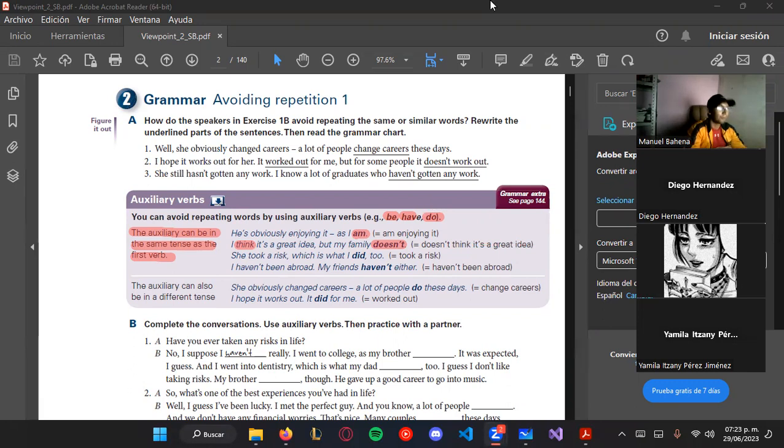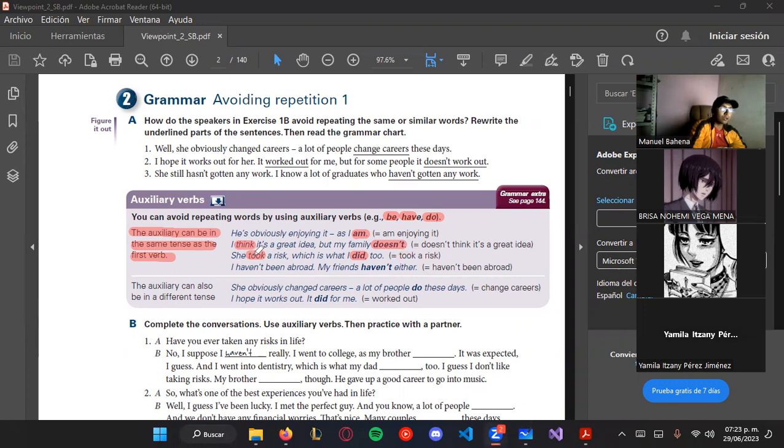Yes. Excellent. Perfect. Number 3, let's see. Brisa, can you read number 3, please? She took a risk. Okay, she took a risk, which is what I did too. Took a risk. Ella tomó un riesgo, lo cual hice también, tomar el riesgo. Exactly, which is what I did too, que fue lo que yo hice también. Exactly, took a risk. Con el did too, yo lo hice también, hace referencia a que ella también tomó el riesgo, también se arriesgó.